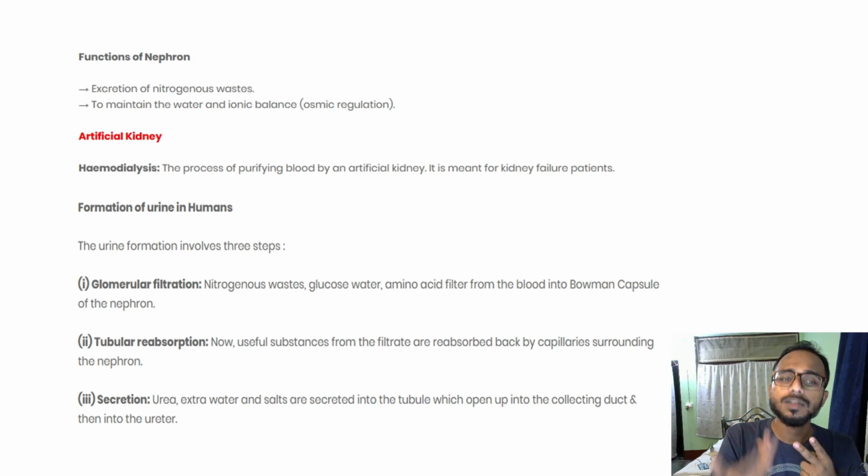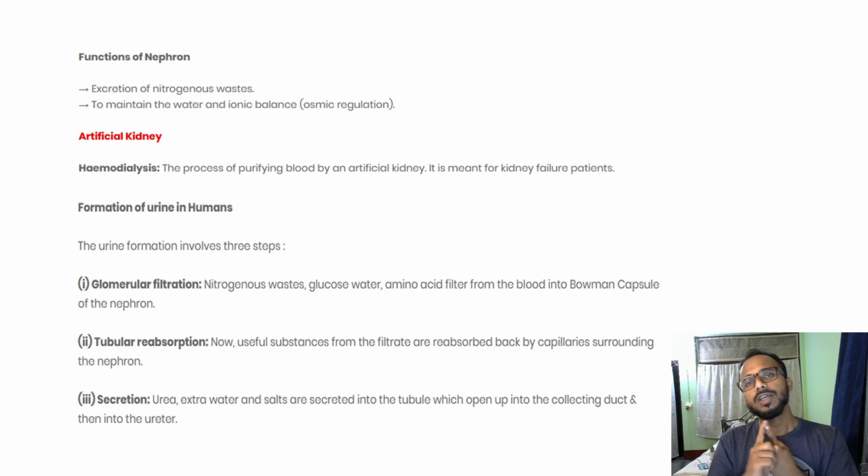Okay, tubular reabsorption. Now, in the initial part, in glomerular filtration, all the waste materials, nitrogenous waste, glucose, amino acids, all these things are removed from the blood. In the next step, useful substances from the filtrate are reabsorbed by the capillaries for our body. In the third step, secretion, that is urea, extra water and salts are secreted into the tubule, which opens up in the collecting duct and then into the ureter.